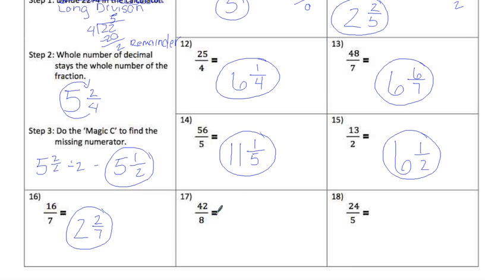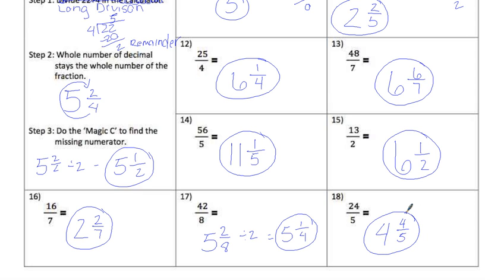For number 17, 8 times 5 is the closest I'm going to get. Denominator stays 8. 8 times 5 is 40, plus 2 more gets me to 48. Now these are even, so you can divide by 2, and you're left with 5 and 1/4. And then the last one, 5 times 4 was the closest you could get. Denominator stays 5. 5 times 4 is 20, plus 4 more. So that was your answer for that one.